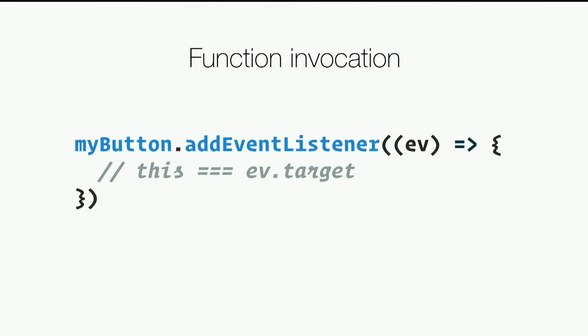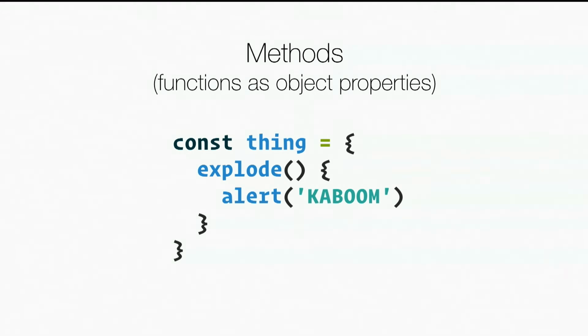Now there's another type of function invocation having to do with methods. So methods, again, are just functions that are properties of objects. And we did this one using the shorthand. This is exactly the same as if we had written explode colon function parentheses curly brace. But you don't have to write all that out if you're doing this inside an object literal. You can just say the name of the method, parens, curly brace. Now, if we were putting another property on this thing object following that, we would need a comma after this curly brace right here.